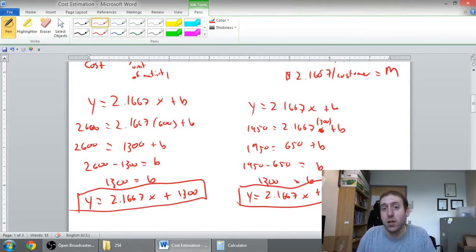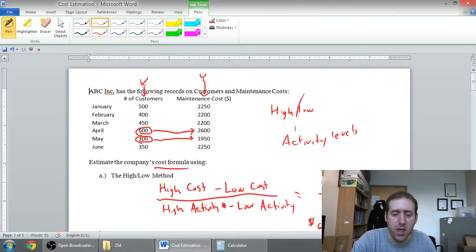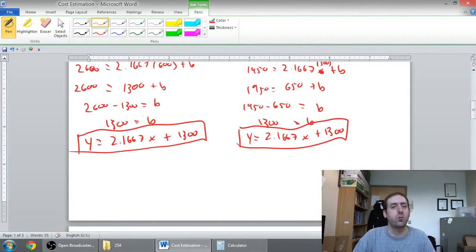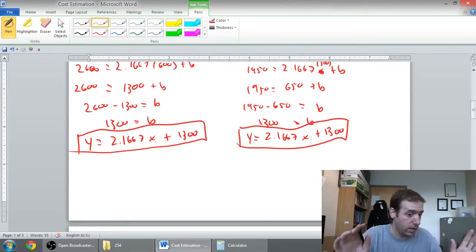Now, why is this number important? Why is this even relevant? Why did we go through all of this? Well, it's useful for its predictive value. If next month I said, I think I'm going to have 420 customers. I'm predicting 420 customers. I wonder what that's going to cost me in terms of, and what was the cost? Maintenance cost. So if I think I'm going to have 420 customers, what's my maintenance cost going to be? I'm making up this question, by the way.